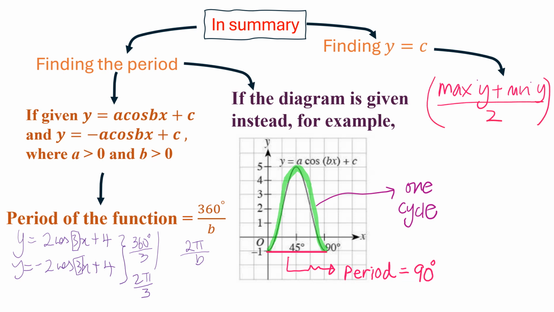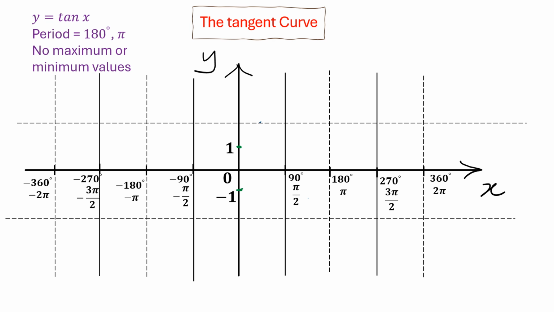Right, so now let's look at the tangent curve. To be honest, the tangent curve is a much easier curve to sketch than the cosine and the sine curve. Basically because the tangent curve has no maximum or minimum values, but it has this thing called the asymptotes. So you need to recognize where the asymptotes are. And the period for the tangent curve is different from sine and cosine. The period for one cycle for the tangent curve is 180 degrees or pi.